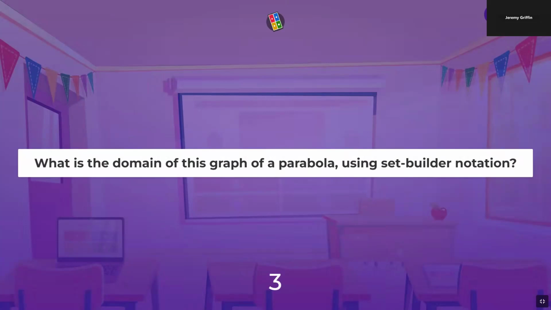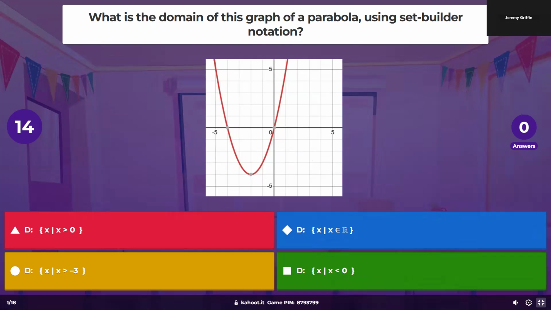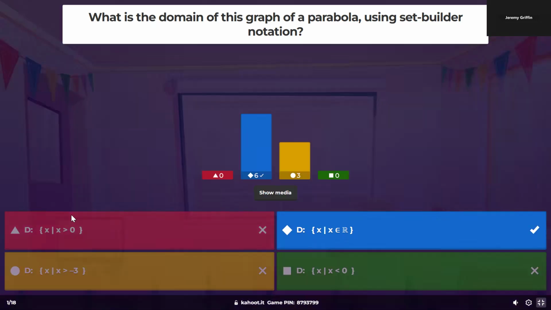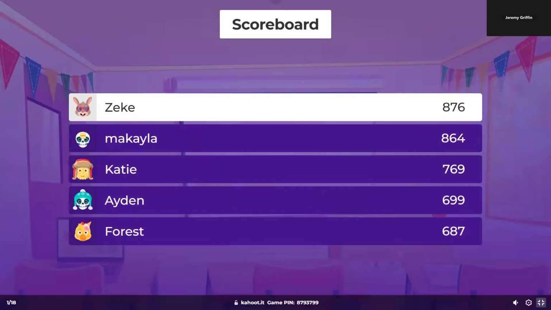What's the domain of the graph of a parabola? Set builder notation. Domain, I think it's possible x values. So for that parabola, what's the domain? Blue. All right. X such that x is an element of all real numbers.